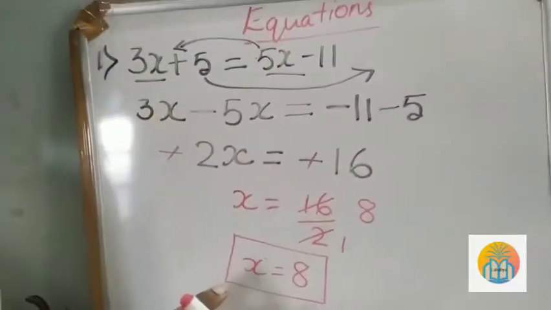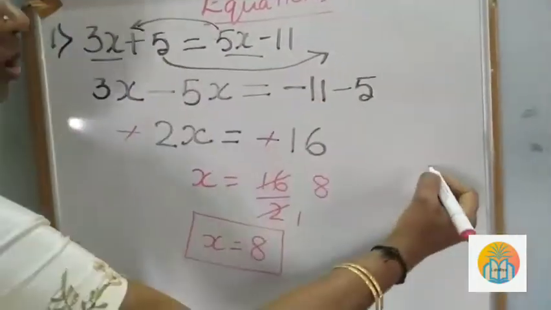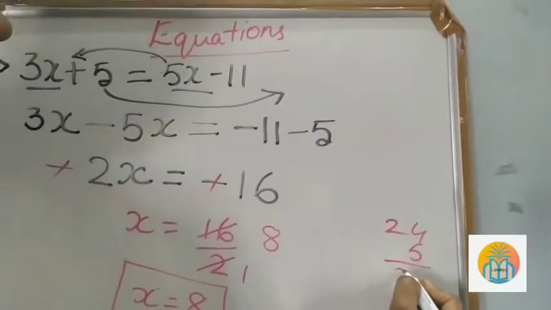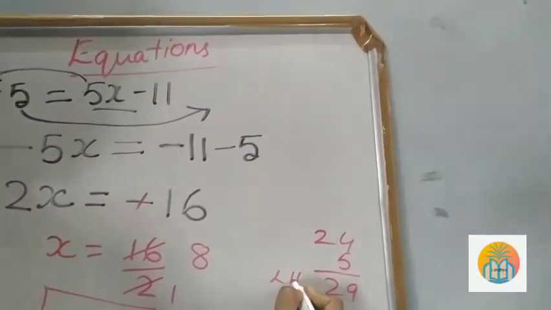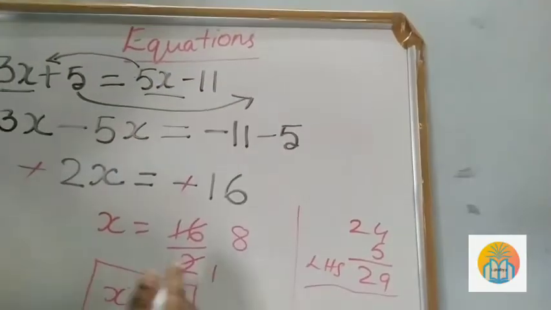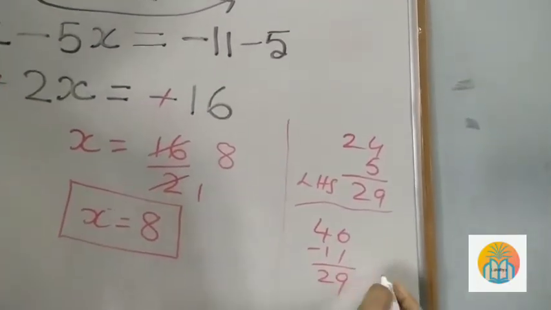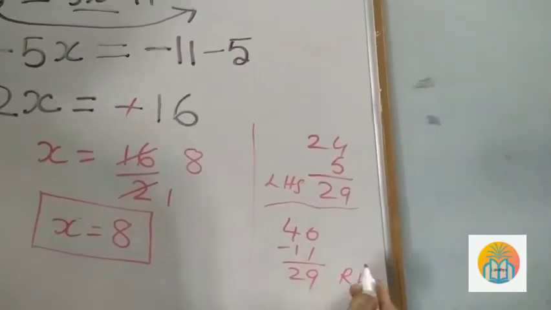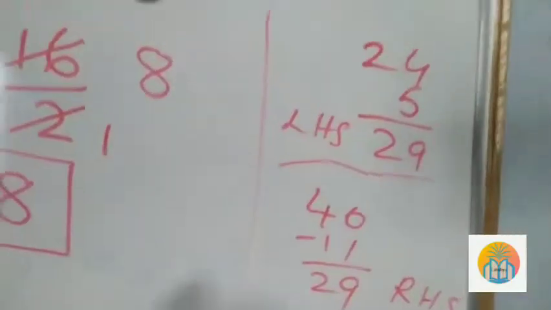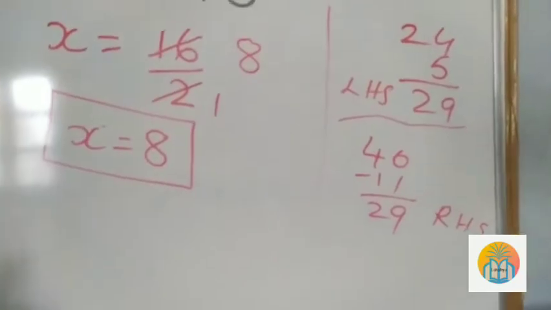You can also cross check this by verifying. So 3 8s are 24 plus 5, which is 29 towards the LHS. I'm just doing a rough verification. So here 5x, 5 8s are 40 minus 11 is equal to 29 towards the RHS. So this is the meaning of arriving at the value of the unknown. Let's go to the second problem.